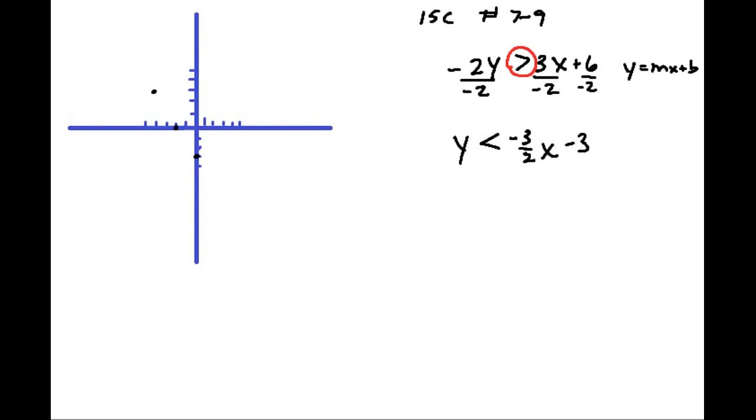So hopefully that's enough for us. I can't get my computer to do a dotted line, so I'm going to cheat just a little bit. I'm going to draw my line in, and then I'm going to use my eraser to make it a dashed line.